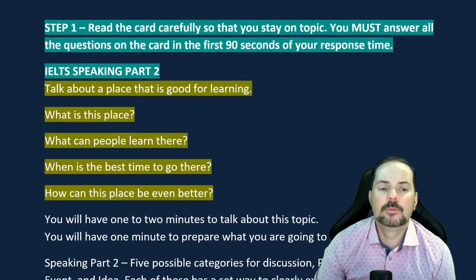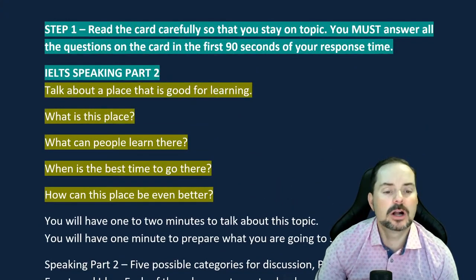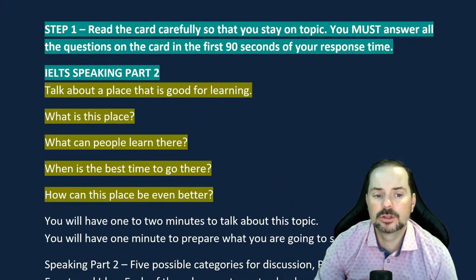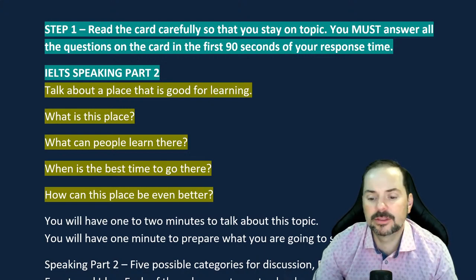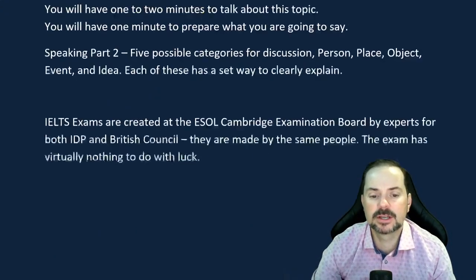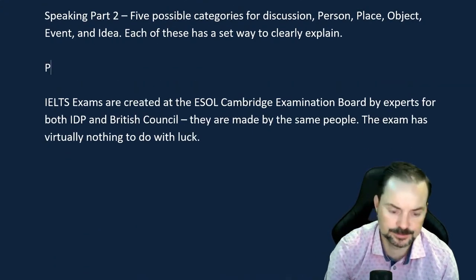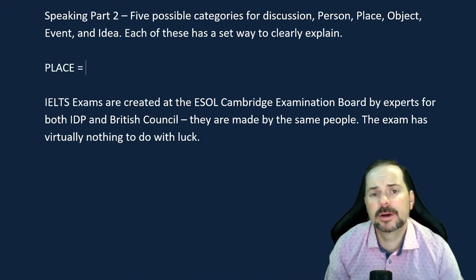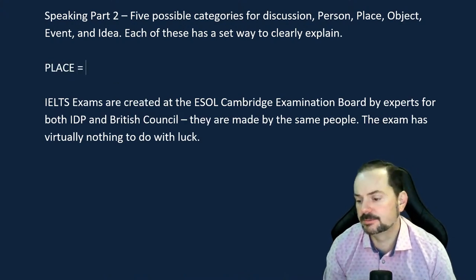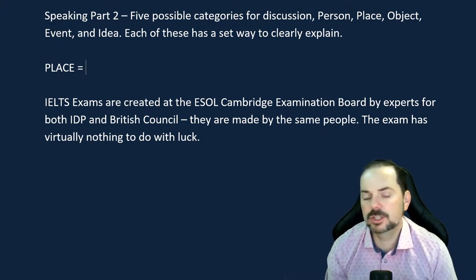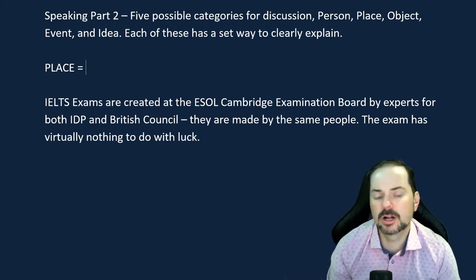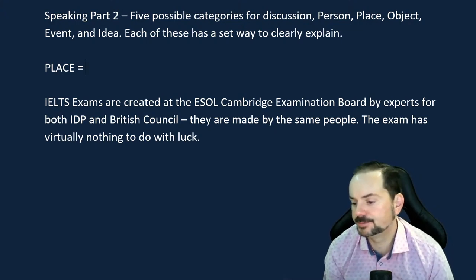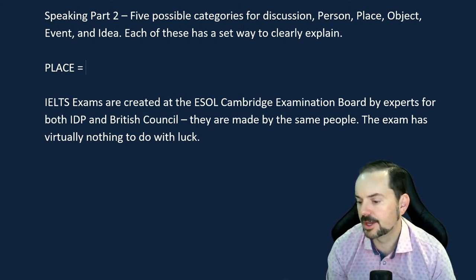All right, so back to this cue card. Talk about a place that is good for learning. Clearly, this cue card is about a place. Now, when you want to talk about a place to another person, okay, what should you include? What should you talk about? How should you start? Okay.